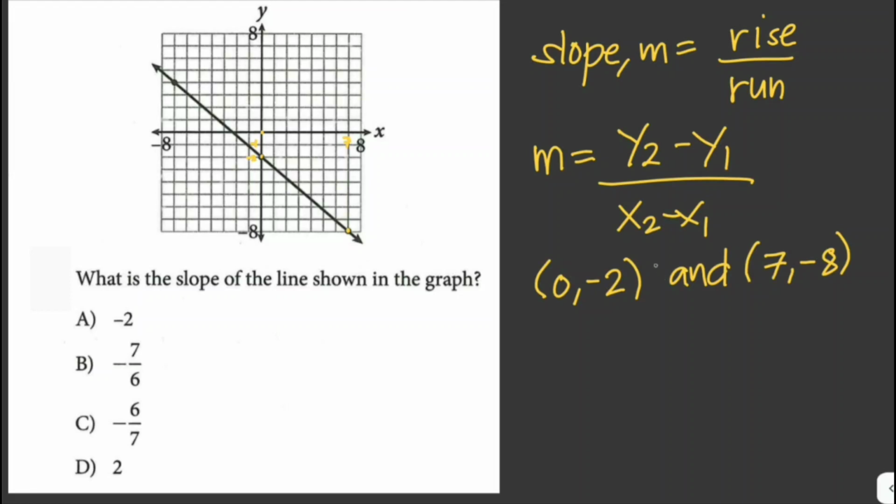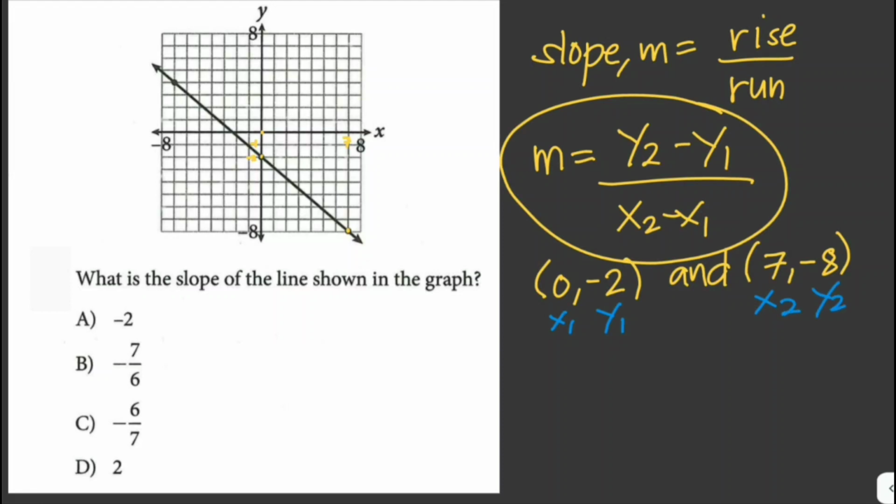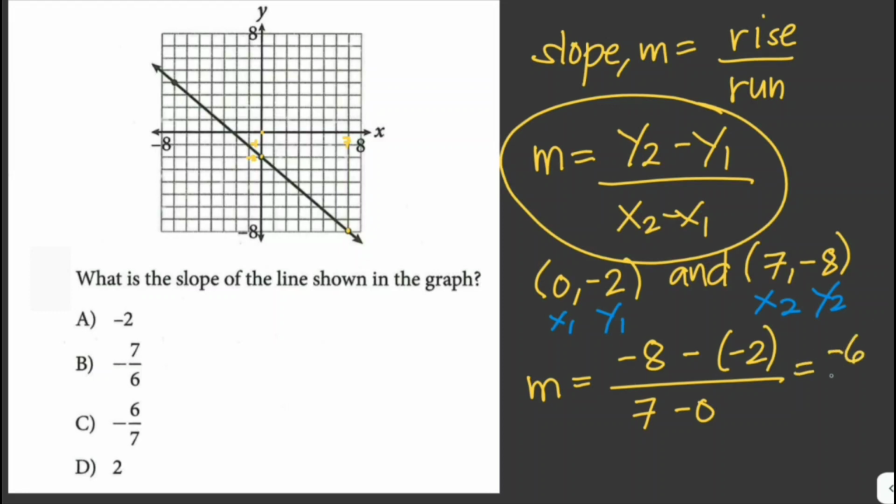We can just plug in the values to the slope formula. Let's say this is our x sub 1, y sub 1, and this one is x sub 2, y sub 2. And we can solve for our slope. So the slope is just equal to -8 minus -2 over 7 minus 0. So this is -8 plus 2 is -6 over 7. Therefore, the slope is just equal to -6 over 7. So the answer here is letter C.